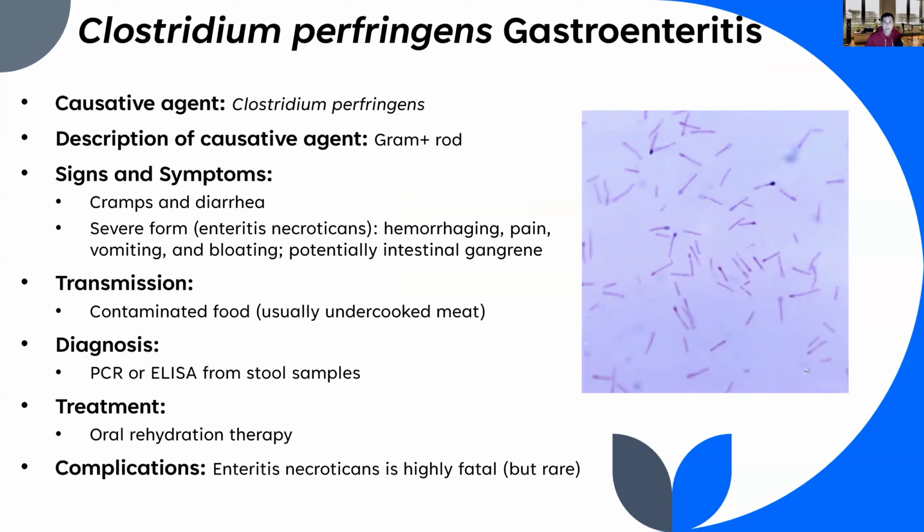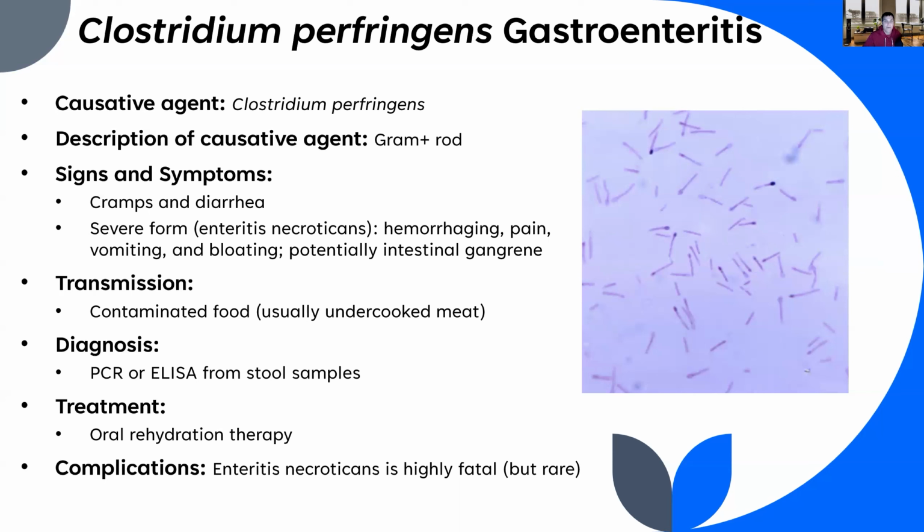Next, we'll talk about gastroenteritis caused by Clostridium perfringens. Again, Clostridium perfringens is a bacterium that we've met in a different video, particularly when we were talking about gas gangrene. However, in rare cases, Clostridium perfringens, which is a gram-positive rod, can make it into the gastrointestinal tract, and the person suffering from it will notice cramps and diarrhea. But there's also a very severe form of this called enteritis necroticans, which results in hemorrhaging, pain, vomiting, and bloating, and potentially intestinal gangrene.